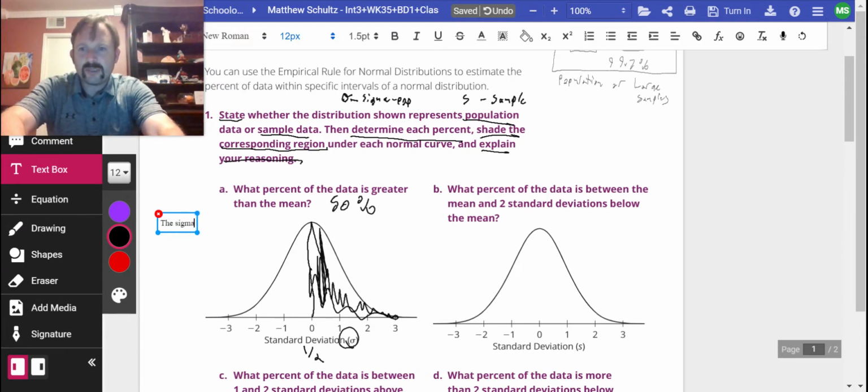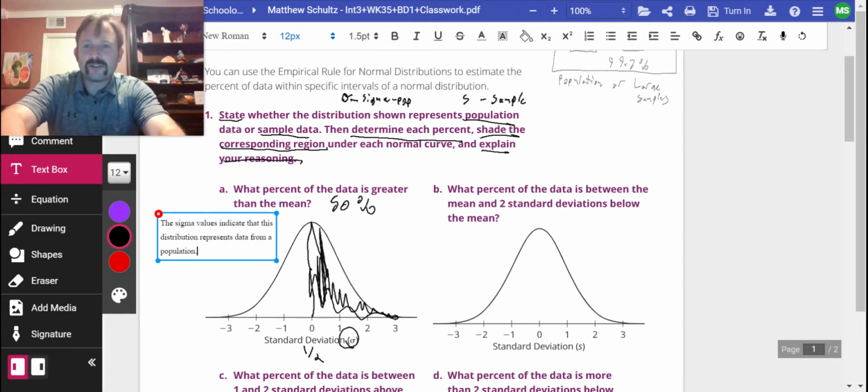The sigma values indicate that this distribution represents data from a population. The mean is a measure of center. 50% of the data is greater than the mean.